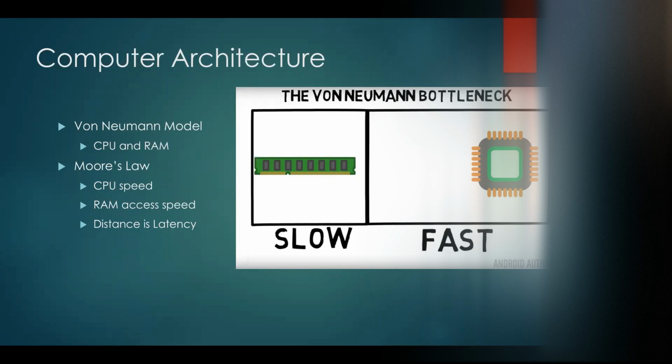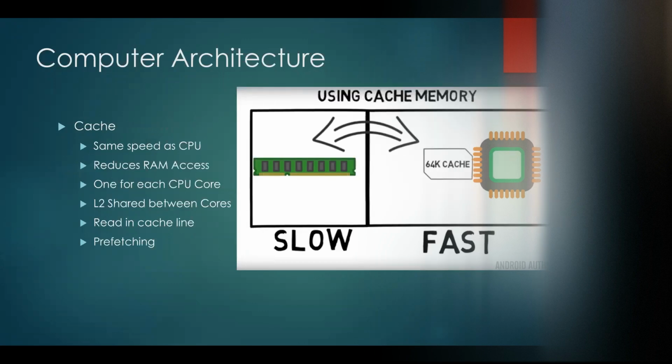Another problem is that CPU and RAM are separate. They're different components, and they're not together in a chip. So this introduces some distance, and distance is latency. So whenever we look at it, the CPU is always going to be faster than the RAM, and this is a problem, right? So how do we solve this problem?